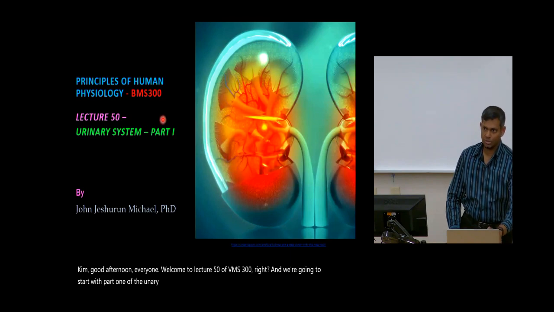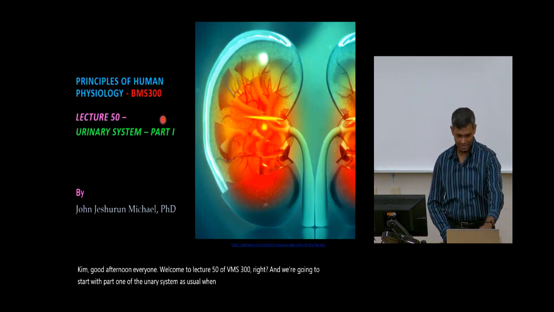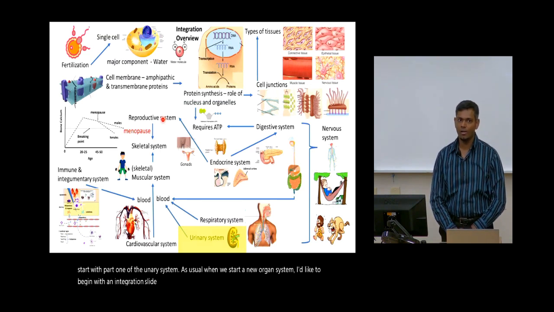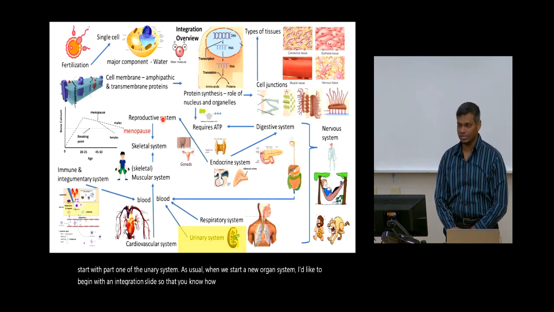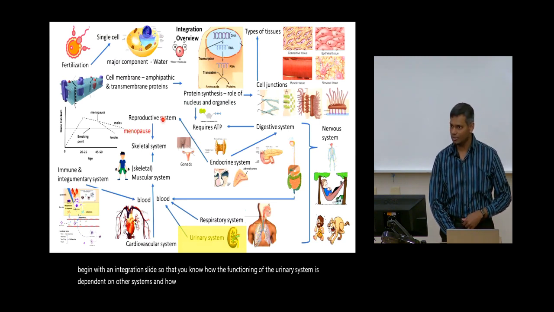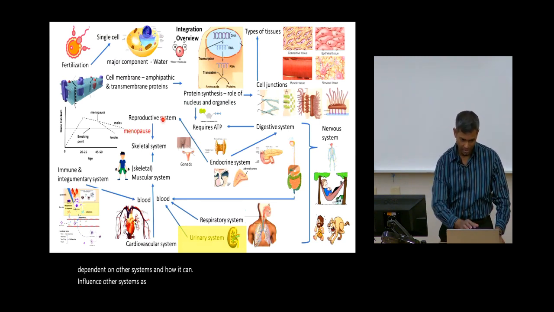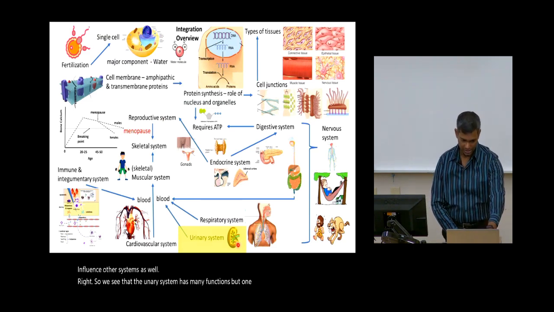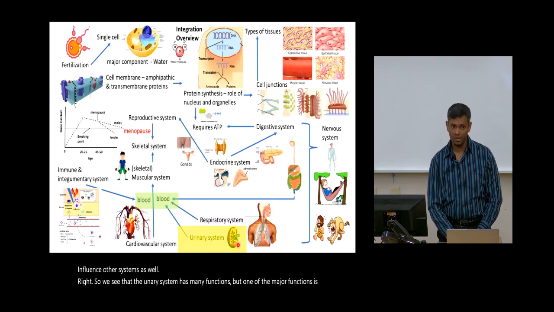And as usual, when we start a new organ system, I'd like to begin with an integration slide so that you know how the functioning of the urinary system is dependent on other systems and how it can influence other systems as well, right? So we see that the urinary system has many functions, but one of the major functions is to filter the blood.